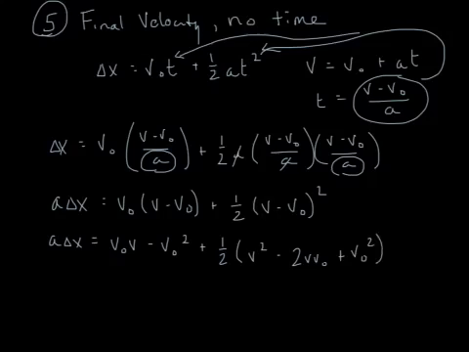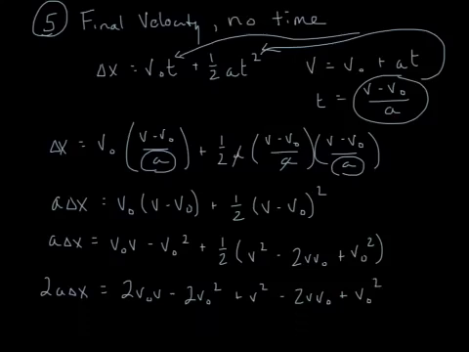Then when I multiply everything by 2, I get 2a delta x is equal to 2 v naught v minus 2 v naught squared plus v squared minus 2 v v naught plus v naught squared, because I've now gotten rid of that 1/2 as I multiplied everything by 2. So now that I've done that, I've got 2 v naught v and a minus 2 v v naught, so those completely cancel each other out.